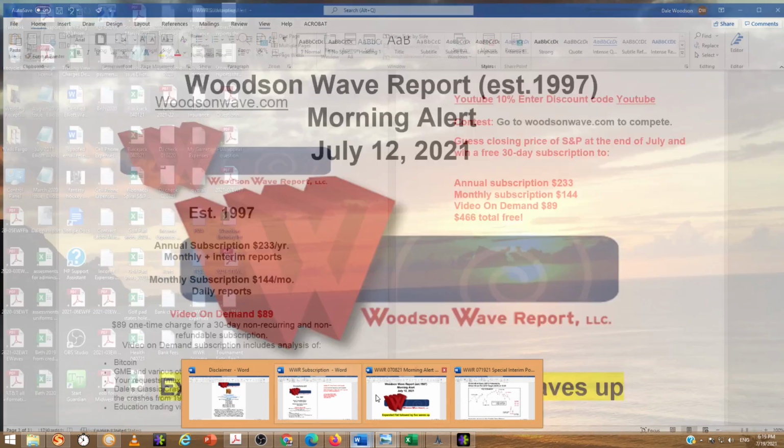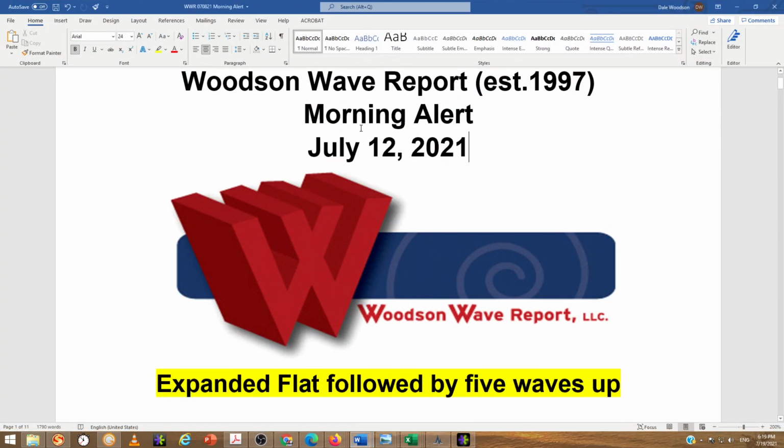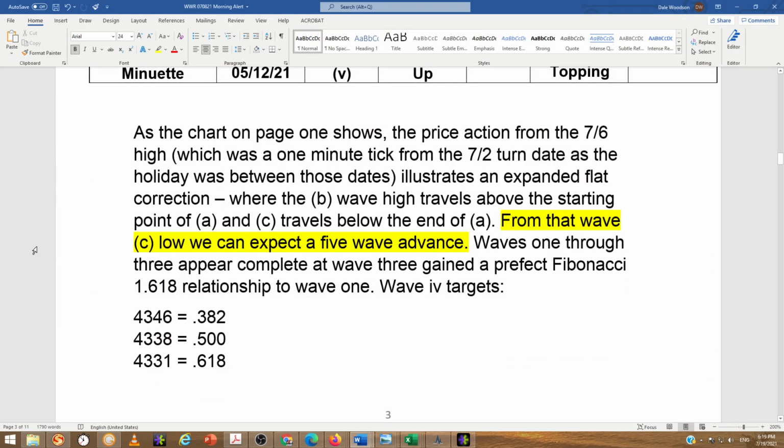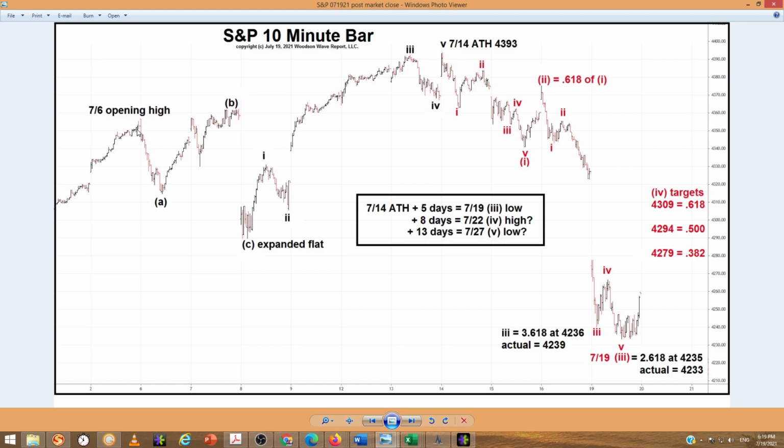I want to show you guys here, right after that, the Monday after that, our morning alert, we said expanded flat to be followed by 5 waves up. And later on, we said again in our report to our customers, from that wave C low, we can expect a 5-wave advance. So the Fibonacci turn sequence alerted us to this high, which enabled us to identify the expanded flat correction, which enabled us to look for 5 waves up, which enabled us to identify the high and then anticipate the huge decline, which is unfolding before our very eyes.